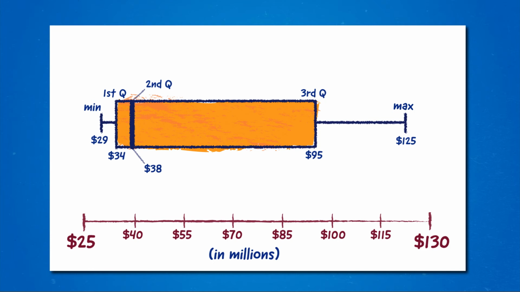In fact, the area that Alina is emphasizing is called the interquartile range, which is a measure of how much the data points vary, which we'll talk more about in the next episode. And we can give it a value by taking the third quartile minus the first quartile. Here we get $61 million.